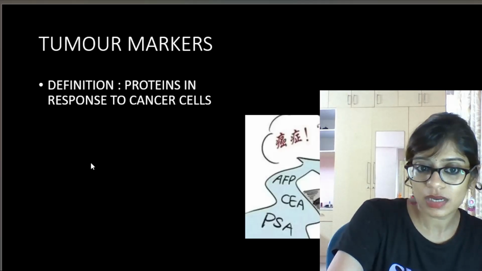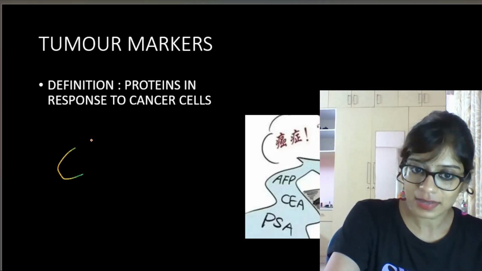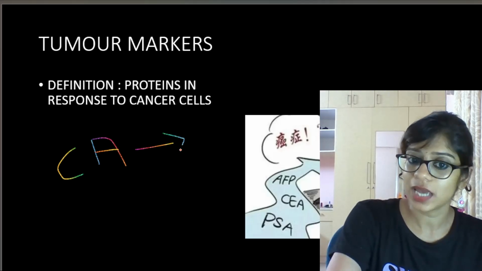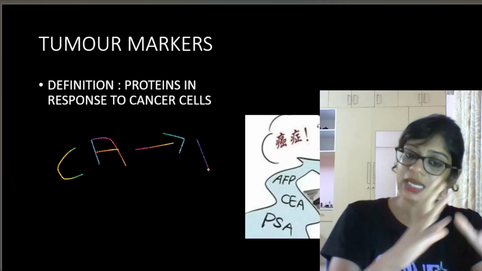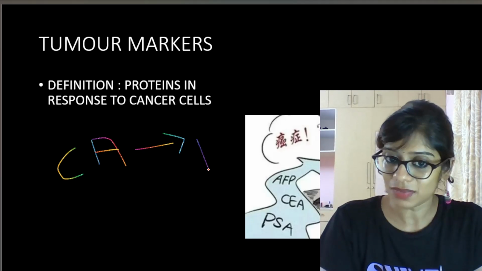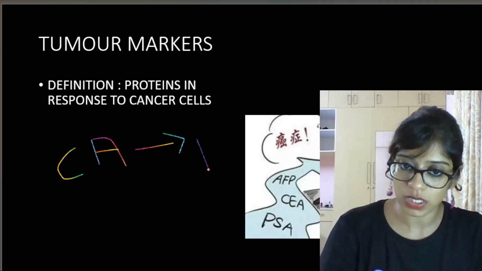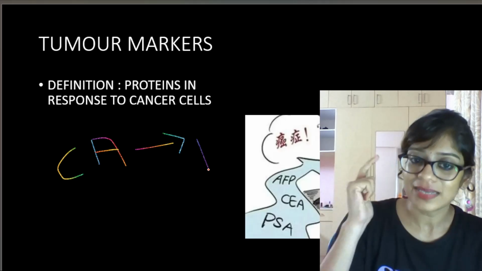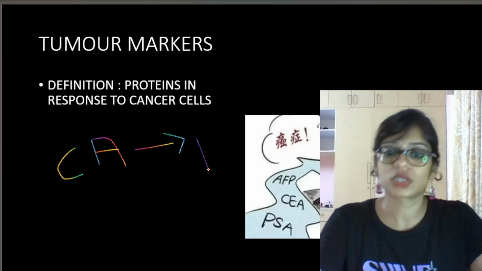Our cancer cells sometimes produce a high amount of proteins, and these proteins are tumor markers. So the cancer cells produce the proteins. Because there is cancer in the body, the body will respond to it and produce an abnormal amount of proteins. Those are called tumor markers. Once again, what do you mean by tumor markers? They are the proteins made by the cancer cells or by the body in response to cancer cells.